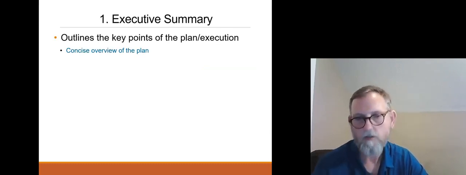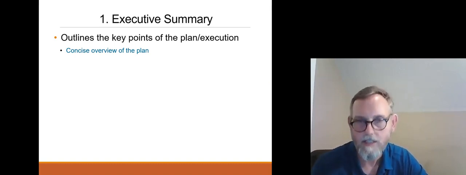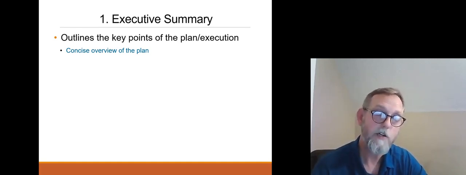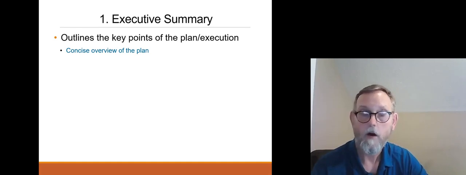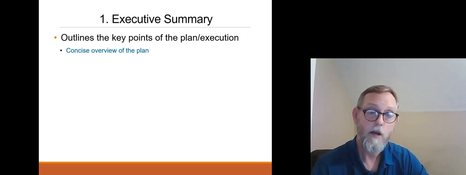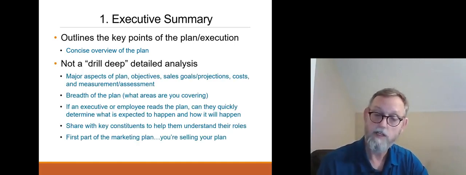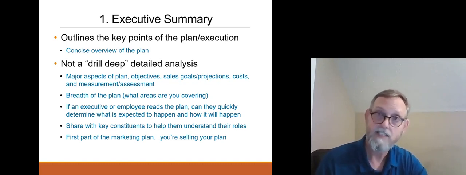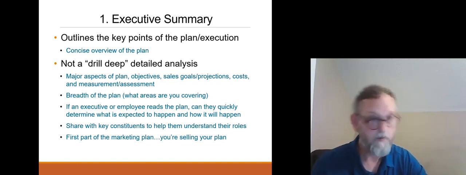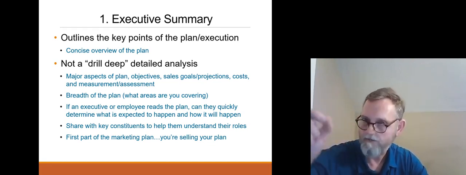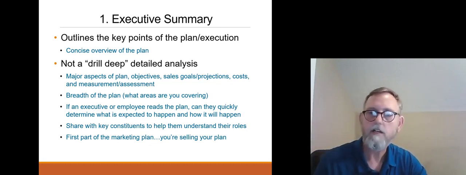So, executive summaries. All documents start with an executive summary. It's a concise overview of the plan. Think of it as a 1 or 2 pager that an executive can look at, almost a memo. You're probably going to have more in it than a memo would, but generally speaking, you want the highlights of what we're going to tell you, the bullet points. This is not a deep dive, and it's not a deep analysis. It's an overview.